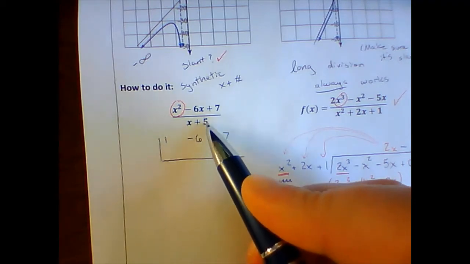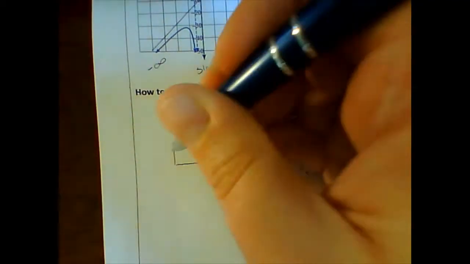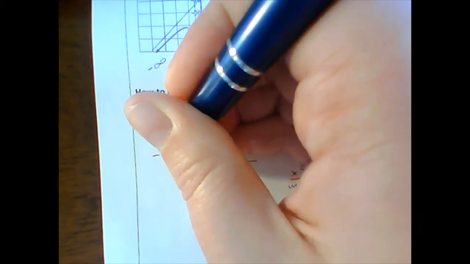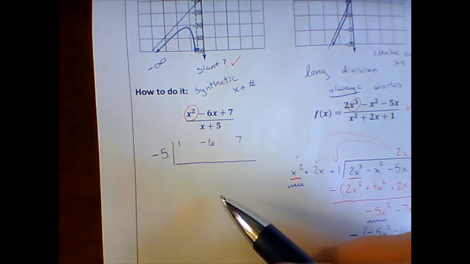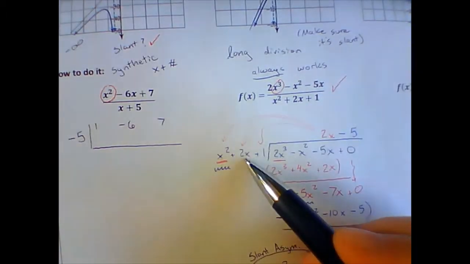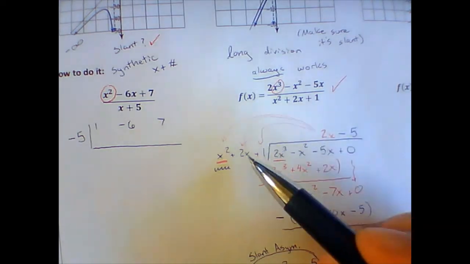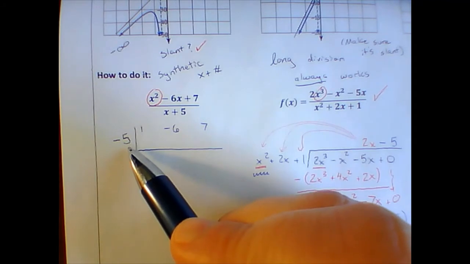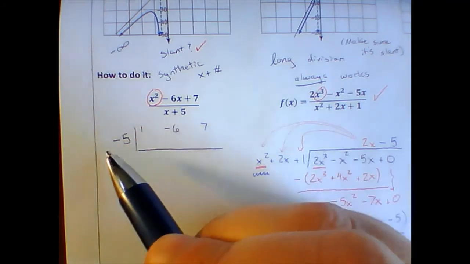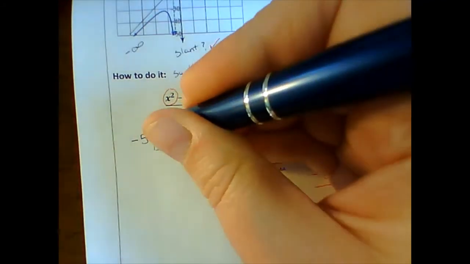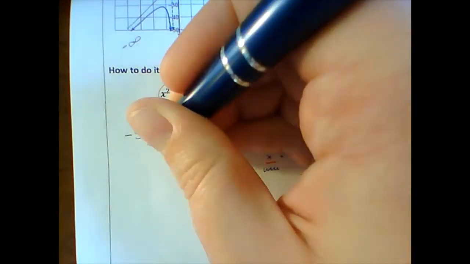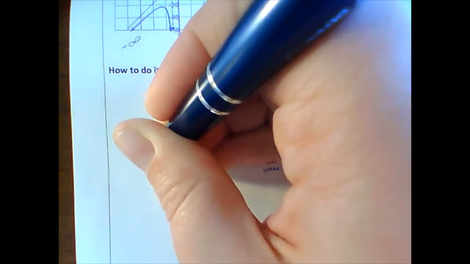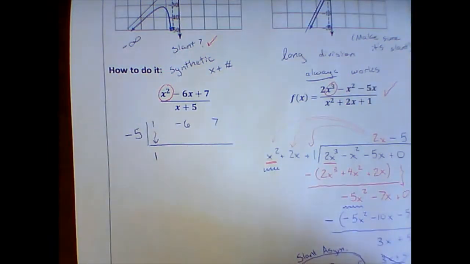Okay, this is the part that people mess up sometimes. You're putting in the opposite. Okay, the reason is on long division, you know how we're subtracting partway through? That's why we don't need opposites, because the subtraction is taking care of that. Subtraction is an opposite. But over here, we need the opposite because there's no place to subtract in synthetic division. So you need that opposite because you're not subtracting.